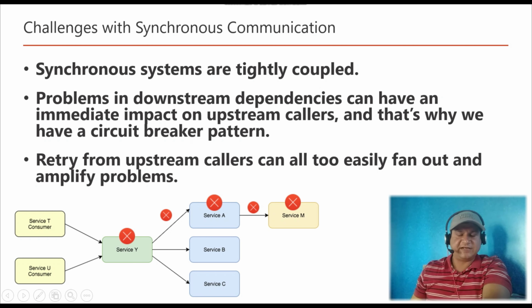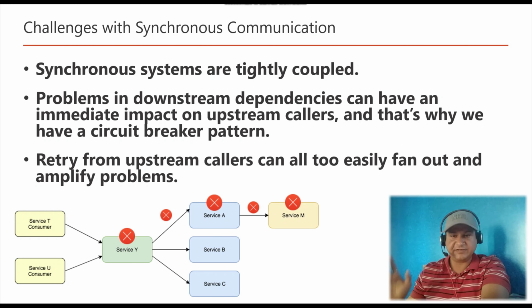Okay, friends, so now let's understand some limitations of synchronous communication and why we need asynchronous communication in microservice architecture. So let's understand the limitations first. Synchronous systems are tightly coupled. For example, when a caller service calls a recipient service, the caller service waits for the response from the recipient service. This is a good scenario in login and registration flow where we expect an immediate response from the system. In synchronous communication, any problem in a downstream service can have an immediate impact on a caller service.